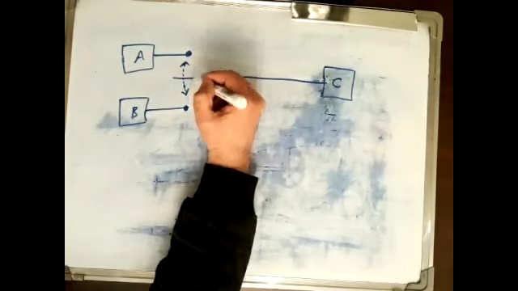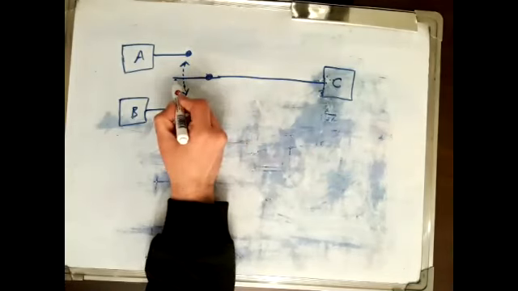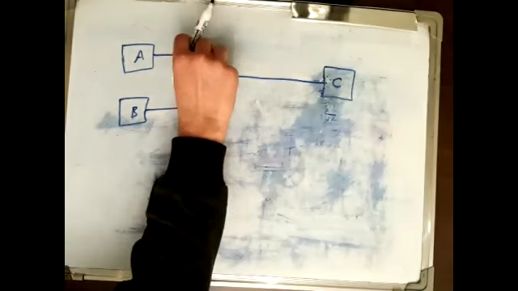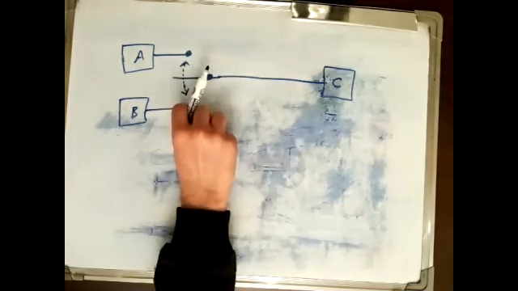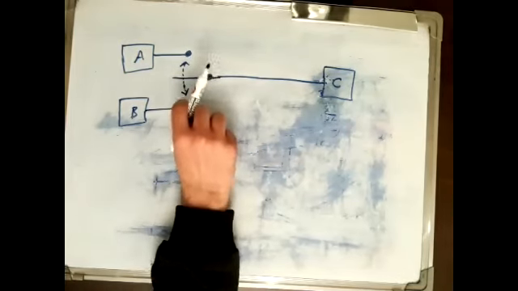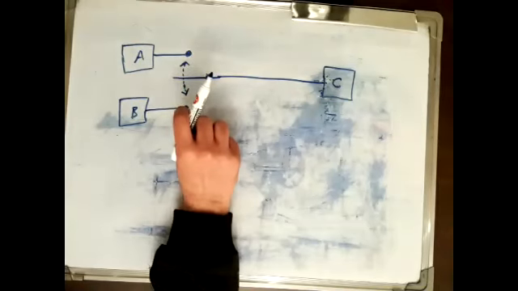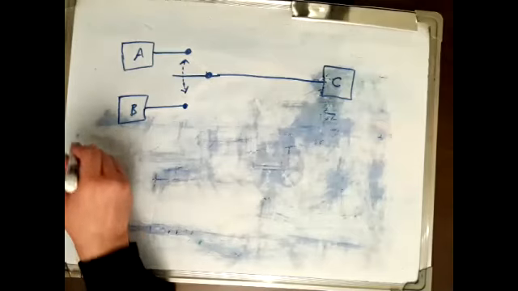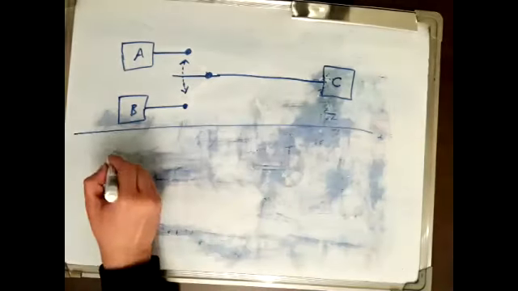Okay, now this is a mechanical switch. We don't want a mechanical switch. We don't want to use our hand to connect to here or to connect to here in digital systems. We want everything to be digital. We want everything to be controlled by electronics. So how can we do that? Here comes the role of tri-state buffers.